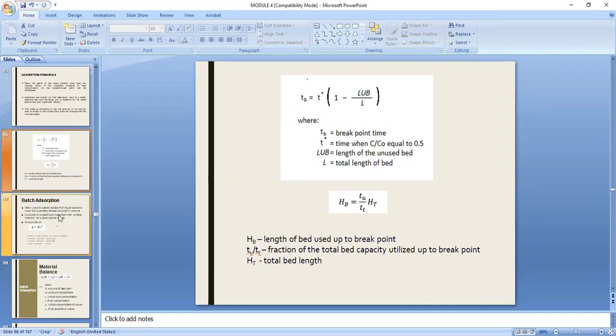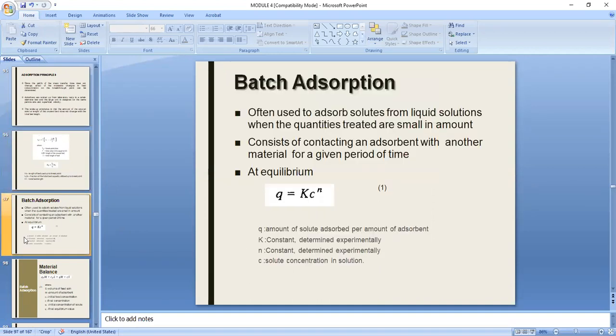Now, in terms of adsorption, we have batch adsorption. This is often used to adsorb solutes from liquid solutions when the quantities treated are small. It consists of contacting an adsorbent with another material for a given period of time. And at equilibrium, this is the amount of the solute adsorbed per amount of adsorbent, which is the Q. How much of the solute gets adsorbed per unit amount of adsorbent used.